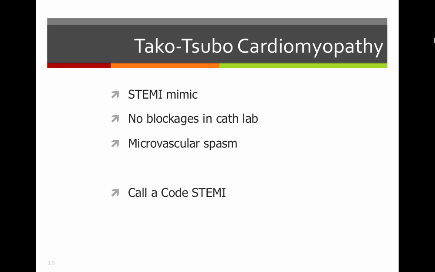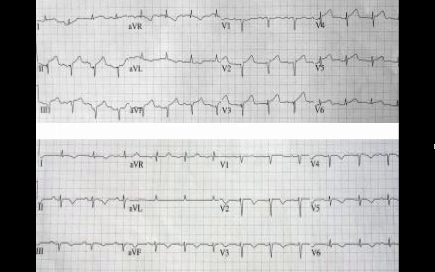On top of this, you'll see ST elevation while symptoms are occurring, chest pain and other STEMI type symptoms. But after the fact, when symptoms subside, we'll also see it go from ST elevation to a flipped T wave. Here's a Takotsubo patient. This is the same patient. The top 12 lead here is during symptoms, chest pain, and other STEMI type symptoms.